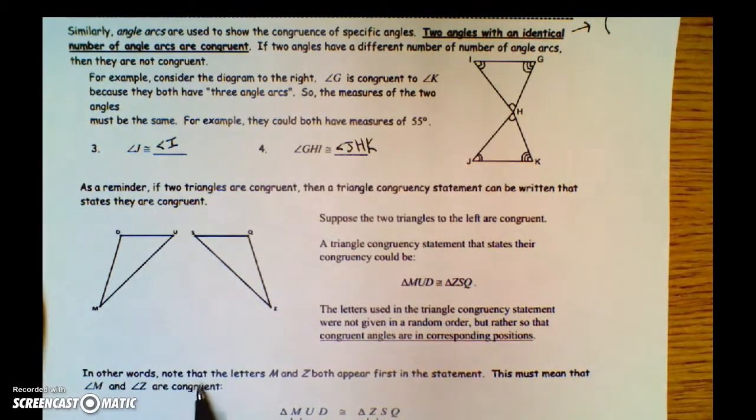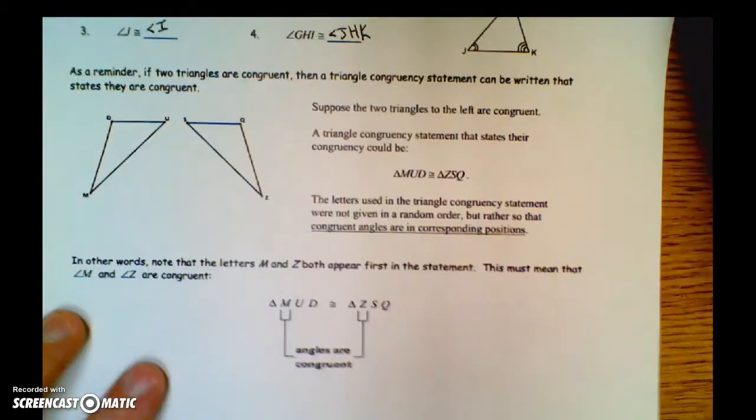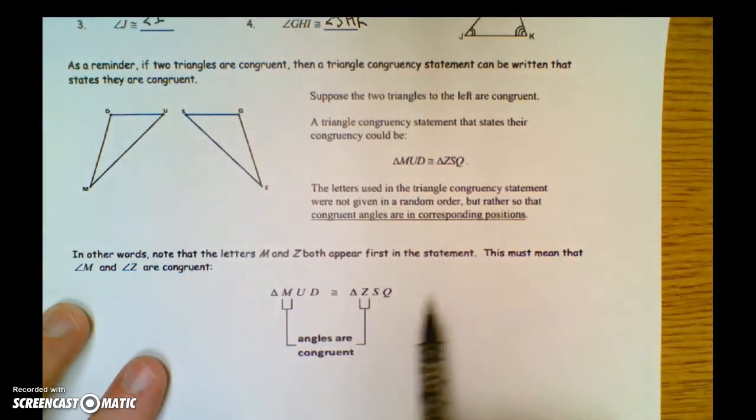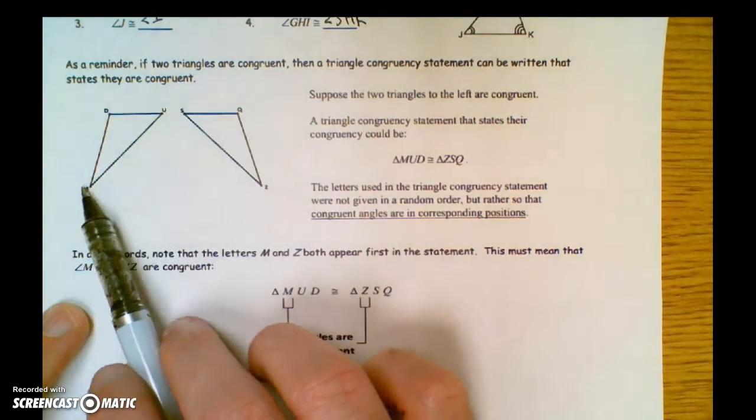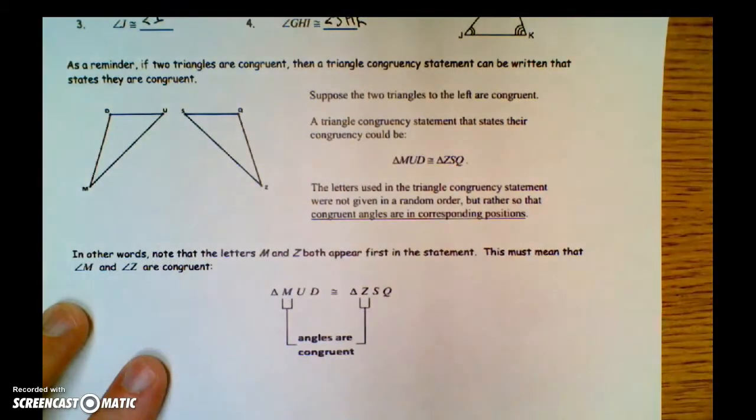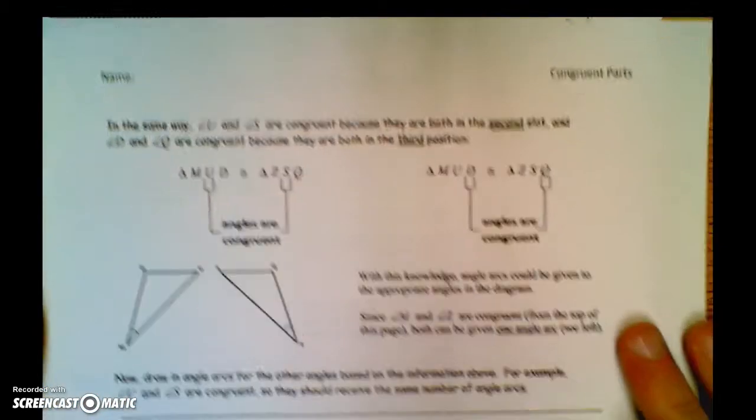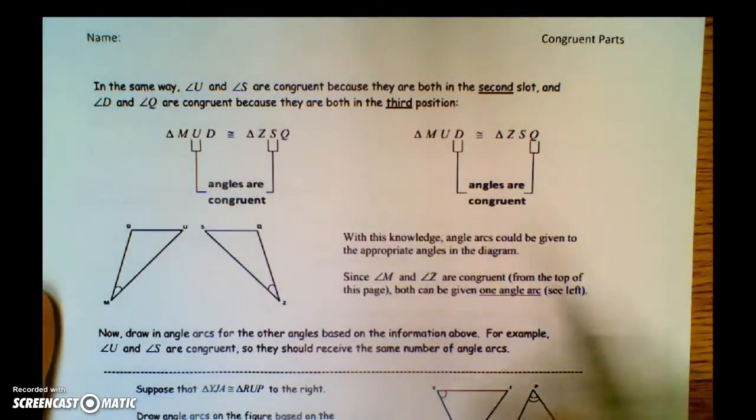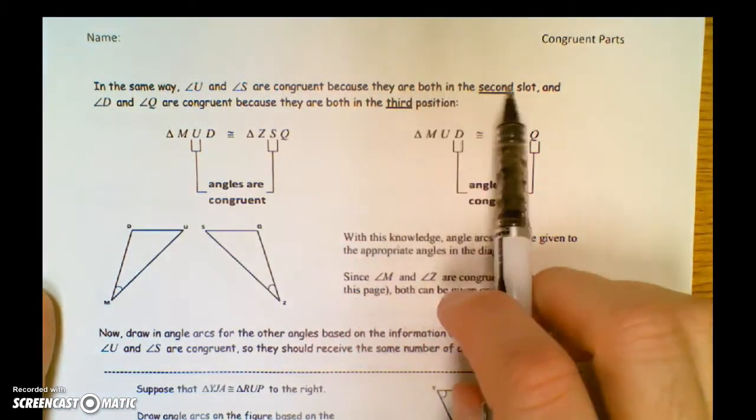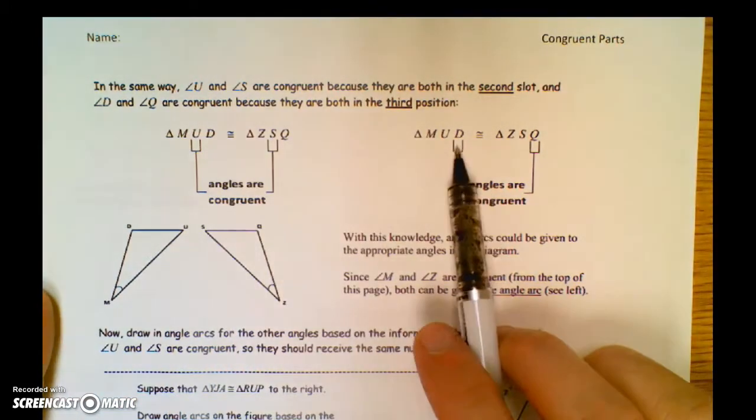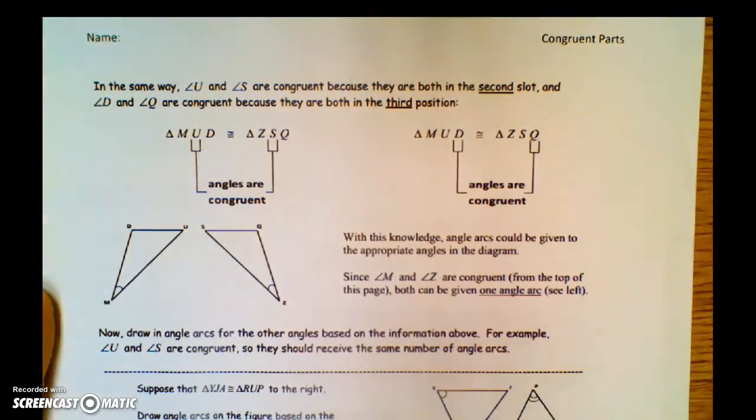In other words, note that the letters M and Z both appear first in the statement. So M and Z are the first letters in the statement. This must mean that angle M and angle Z are congruent. Flipping the page, in the same way, angle U and S are congruent because they are both in the second slot, and angle D and Q are congruent because they are both in the third position.